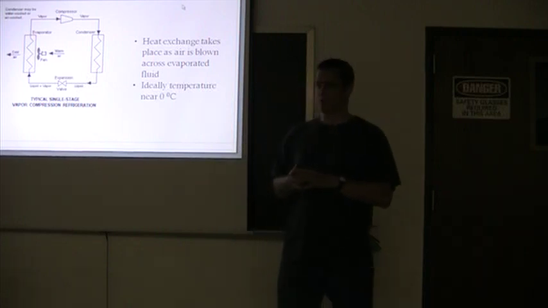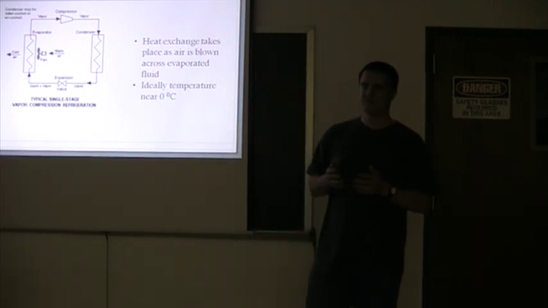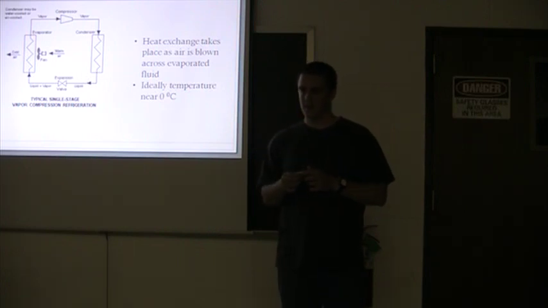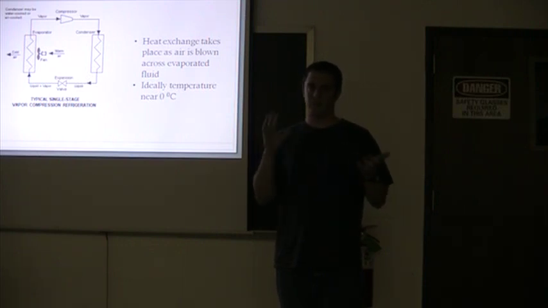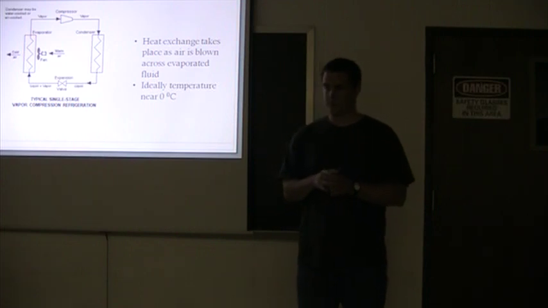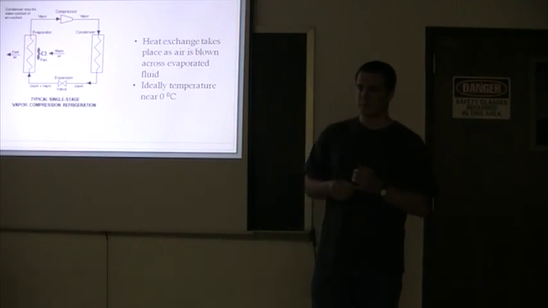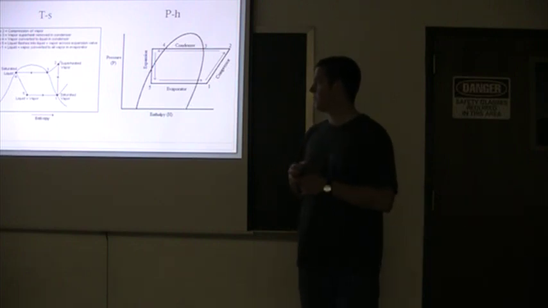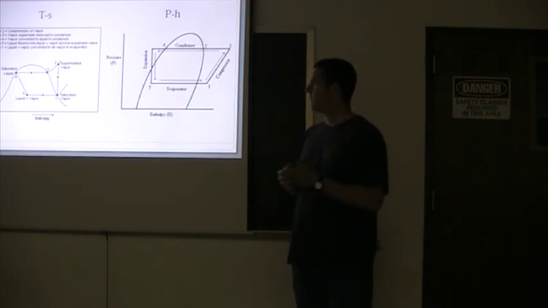So here's just a general diagram, and you can see the main components are the compressor, condenser, evaporator, and the expansion valve. The heat exchange takes place as air in whatever space you're trying to cool is blown across the cool air after it leaves the expansion valve and goes into the evaporator. And these are the cycles that we've probably all seen before.